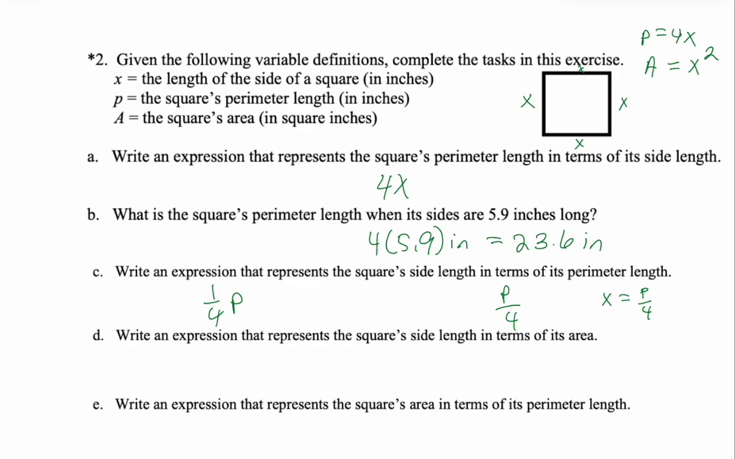And then D, I thought was kind of interesting. It says, what is the side length in terms of the area? So if we knew the area was a certain amount, how could we go backwards there and find the side length? Square rooted. So we would have to square root the area.